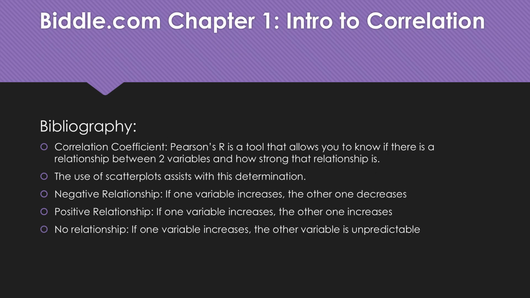For the first article, the key takeaways are the correlation coefficient. Pearson's R is a tool that allows you to know if there's a relationship between two variables and how strong that relationship is. It uses scatter plots to assist with this determination.